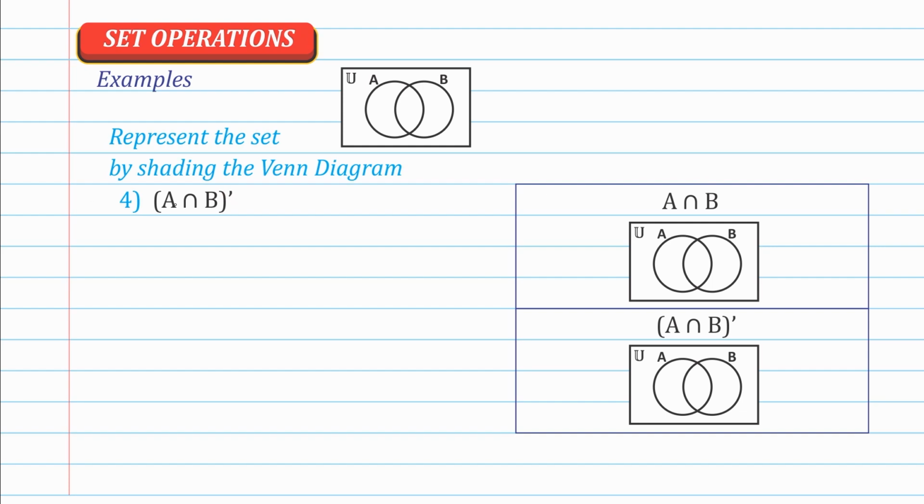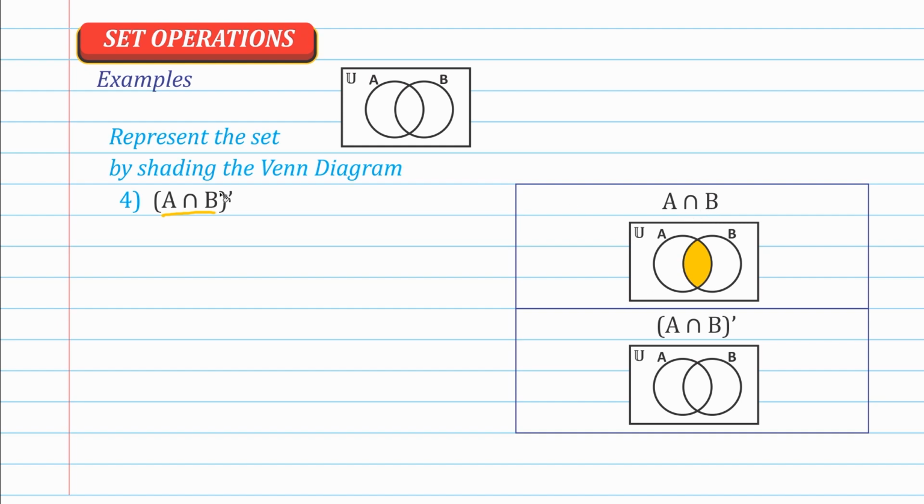So, according to this, let's solve A intersection B first. Shading the intersection of A and B. Intersection means common. Is there an overlapping part or common part of A and B? Yes, there is. This part, therefore, let's shade that. So, A intersection B done.